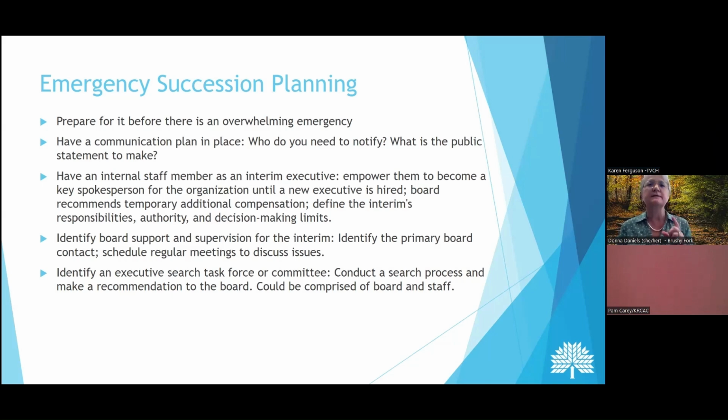We are going to be fine as an organization. We regret to see this person leave, but we are going to replace them with an able and willing and competent leader. You want to have an internal staff member assigned to be an interim executive, potentially. Empower them to become a key spokesperson for the organization until the new executive is hired. The board can actually work to recommend and have a plan for what would we do for temporary additional compensation for this person if they are in this leadership role for a period of time.